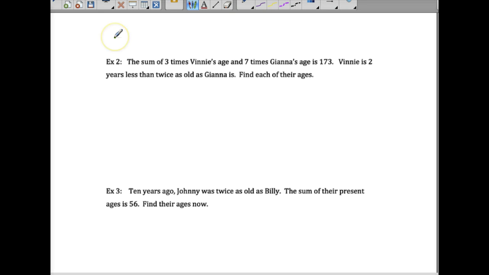What have we done? All right, let's do this next one. There's a little typo on there. The sum of their ages, guys, everybody cross 173 out and make it 163. The sum of their ages is 163.